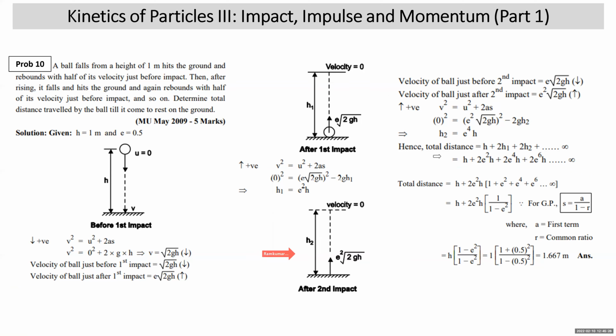Its velocity is 0. Apply equation of rectilinear motion taking upward positive. V square is equal to U square minus 2gh. 0 is e square under root 2gh whole square minus 2g h2. h2 is e raised to 4 h.